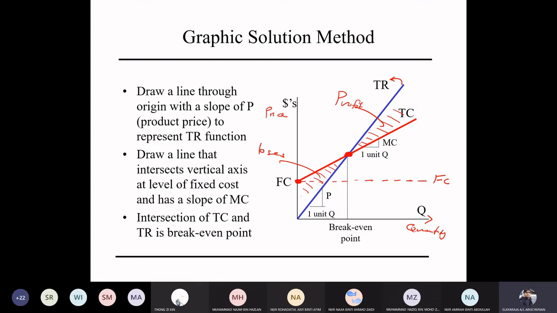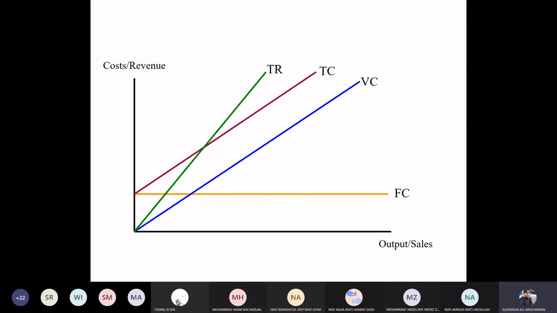We go with a step-by-step approach on how we are going to carry out this analysis in the graphical way, or graphical method. Guys, am I too fast? So far, okay, doctor.